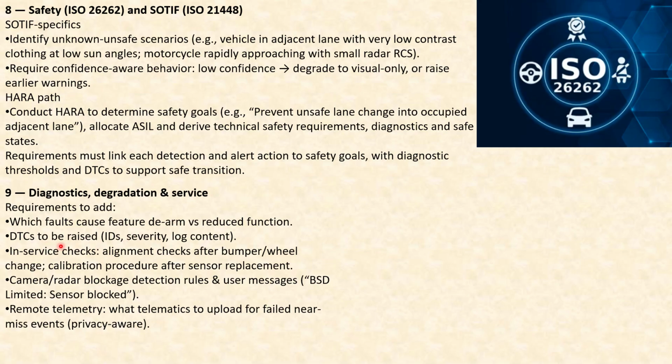Next is DTCs that should be raised. So what are the IDs, what are the severities, what is the log content? This must be determined. Next is in-service checks: alignment checks after bumper or wheel change, calibration procedure after sensor replacement, camera and radar blockage detection rules, and user messages. For example, in blind spot detection: limited, sensor blocked. So these are the user messages that need to be articulated.